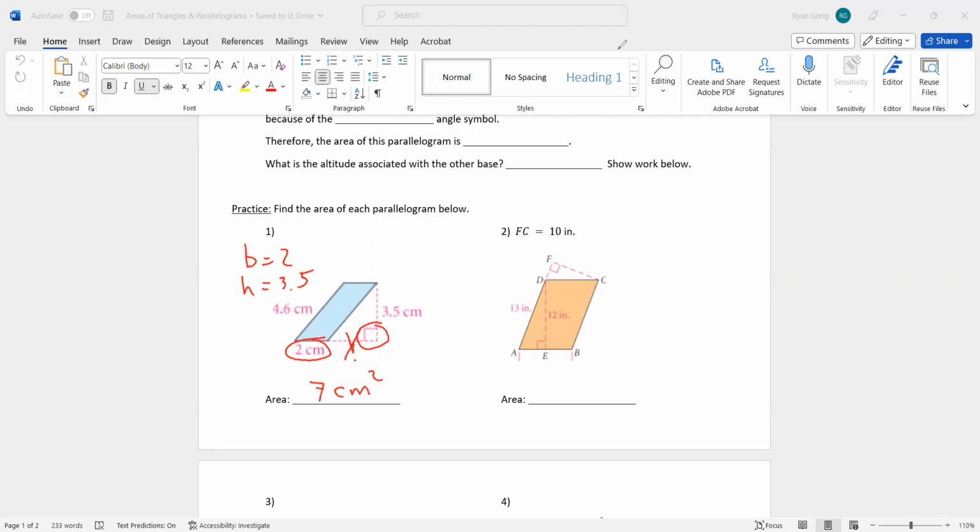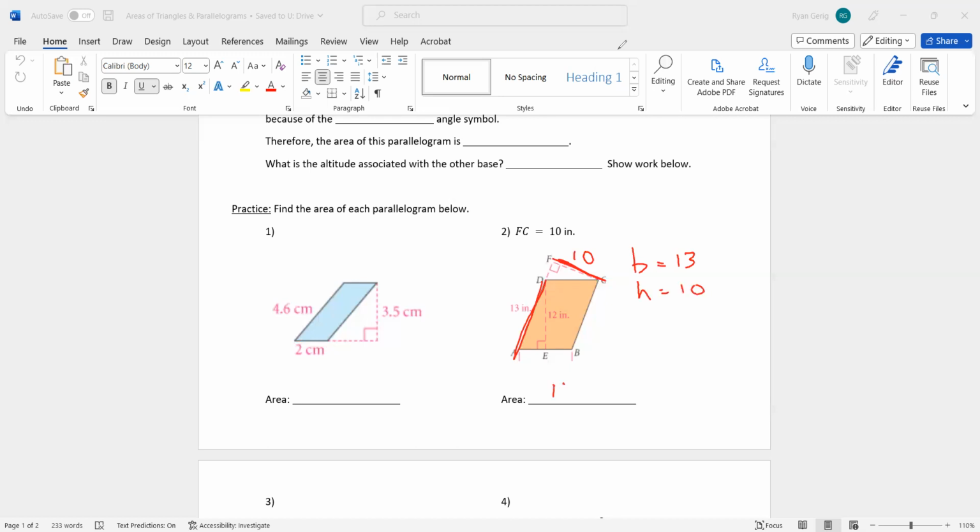Number 2, FC is 10 inches. So I'm going to put a 10 here. I look for those right angles. I have a right angle here, but I don't know this side or this side. So that height of 12 does not have a good base with it because I don't know what those are. So I'm not going to use that one. Rather, I know that this is 13 and that this side is perpendicular to it. So I'm going to use my base of 13, and my height is 10.